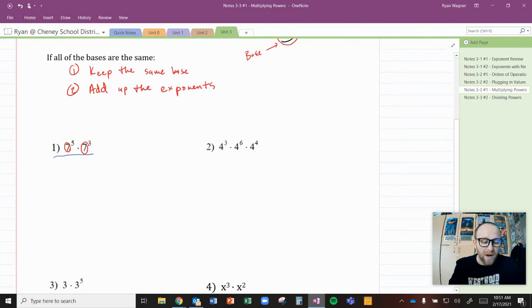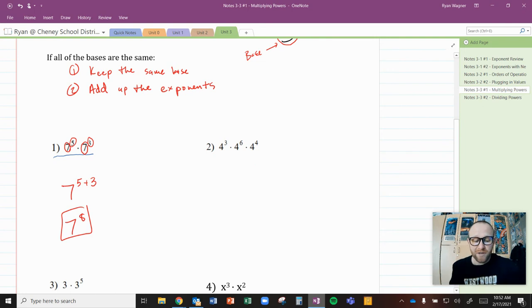So let's take a look at number 1 here. We got to make sure the bases are the same. We have a base of 7. We have a base of 7. Perfect. We know that our answer is going to have 7 as the base. What we do next is we add the exponents. 5 plus 3. And we keep it in the exponent spot. So 5 plus 3 is 8. So our answer, 7 to the 8th. That's it.